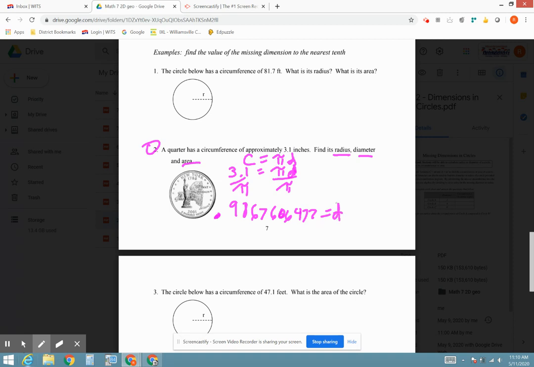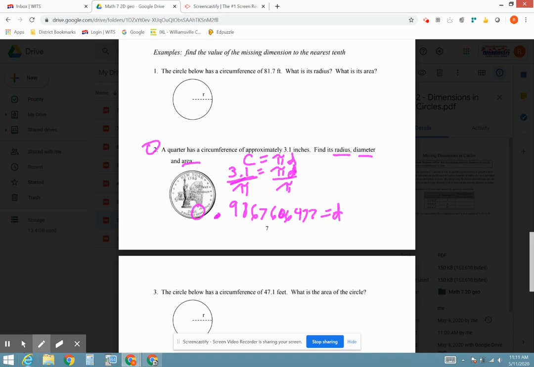So let's think for a minute if that makes sense. Well, 3.1 is my numerator, or my number on top. Pi is 3.1415926, blah, blah, blah. So my denominator is bigger than my numerator. So it makes sense that this would be a fraction or a decimal, and there'd be no whole pieces. Okay, so that's my diameter.